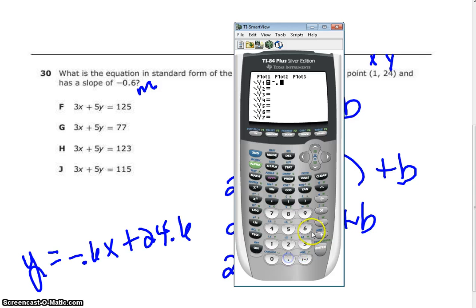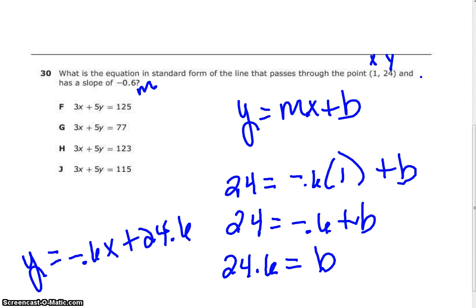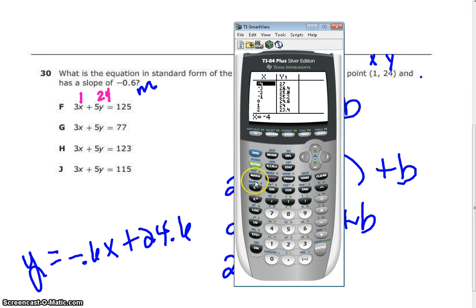So negative 0.6x plus 24.6. Go to your table and find a point, 1, 24, which we already knew was a good point, right? This is probably what you should have done to start with, really. It's probably the easiest thing. You're going to put 1 in for x and 24 in for y and see which one works. Really and truly, that's what we should have done from the start. It's the easiest, fastest way.